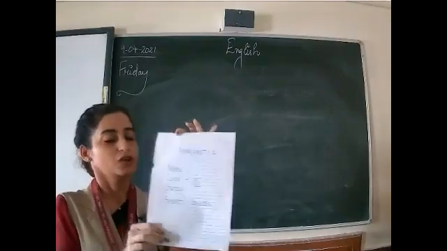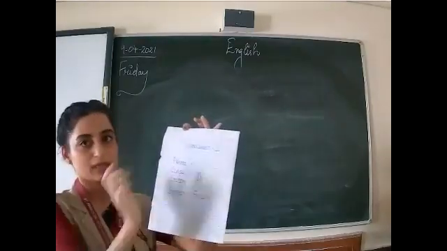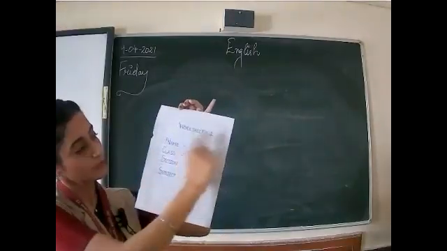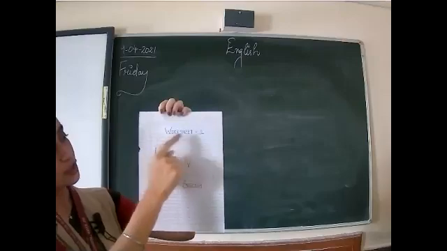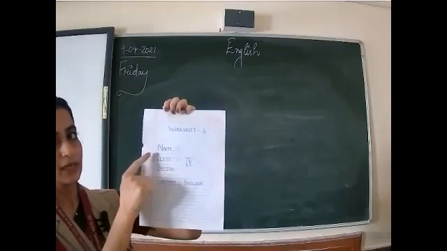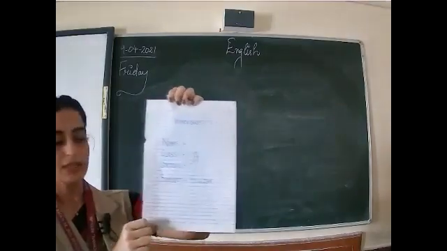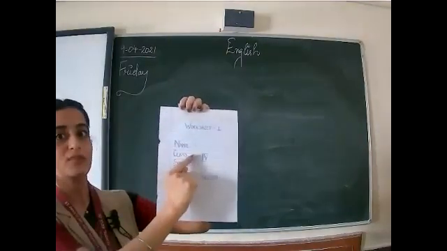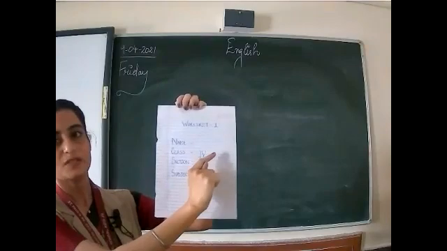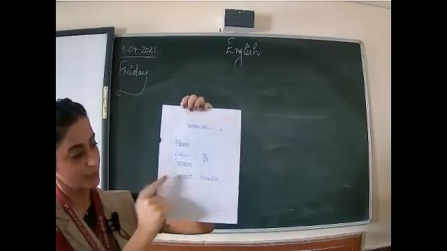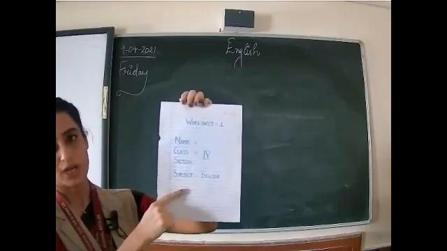Okay, children, worksheet number 1. This is how you have to start it. This is the front page. So that's how you have to start. Write worksheet 1 on the top. Then move to the left side of your margin. You see the margin here? Then you write name very clearly. Leave some space. Then write class. Then write section. Then write your subject.